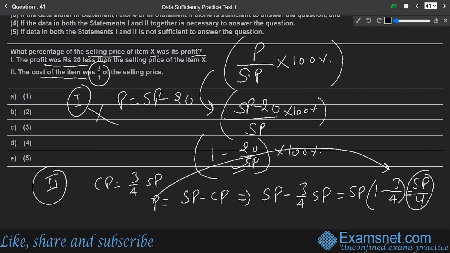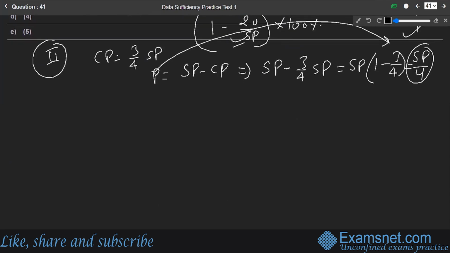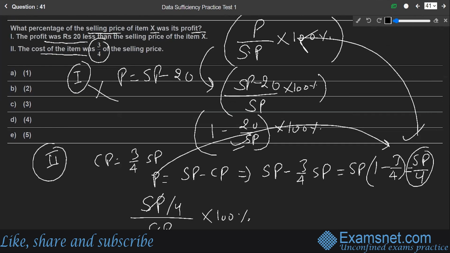Now, if we put the profit value in the original equation that we are supposed to target, so profit by selling price, profit value is SP by 4 divided by selling price SP into 100%. That is what we are supposed to do. Clearly SP and SP get cancelled. So it has to be 1 by 4 over 1, that is nothing but 25%. So the answer can be found using the information provided in statement number 2 alone. So that is the right answer, option B, that statement number 2 only carries the information to answer the question.